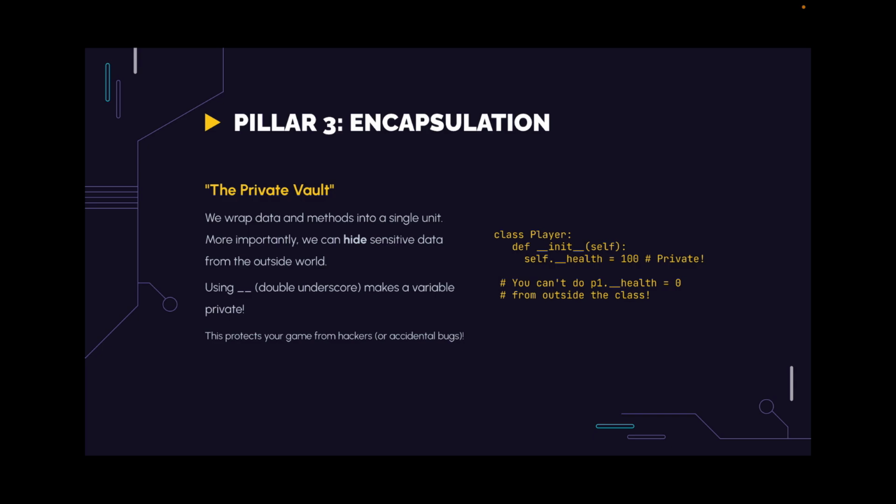Encapsulation. So what encapsulation does is it wraps data and methods into a single unit. Most importantly, we can hide sensitive data from the outside world. Using a double underscore makes a variable private. So this would protect your game from hackers or accidental bugs. So in our example, when we are defining the attribute, we have self.__health, and that double underscore makes that variable private.